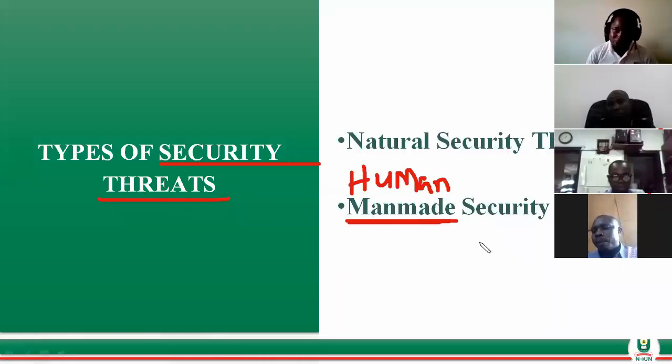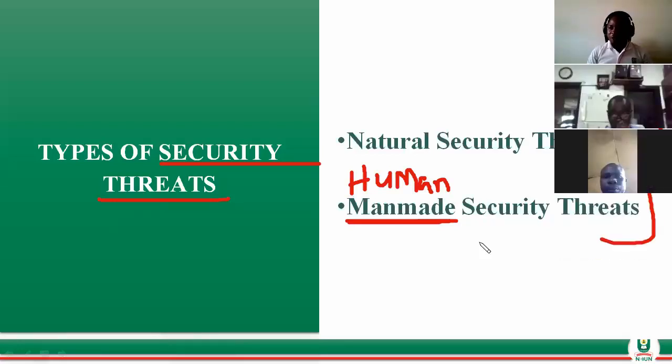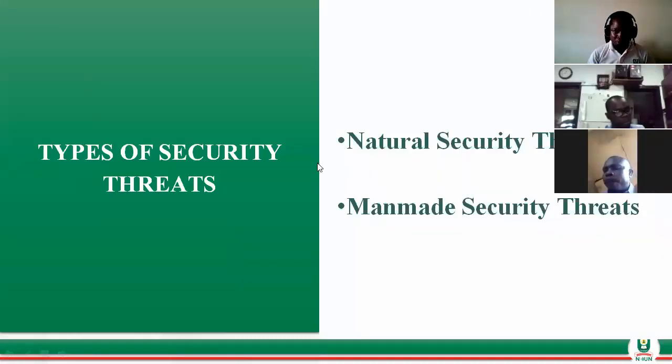I will be happy that at the end of this lesson, you already know the two types of security threats. So whatever questions come from that angle, asking you to identify the types of security threats, you already know they are either natural security threat and man-made security threat, or non-human security threat and human security threat. Anyhow, it is mixed. Just understand that another term for natural is what? Non-human. Another term for man-made is what? Human. Okay. So that is it. I'll come back to this. I'll ask you questions about that.